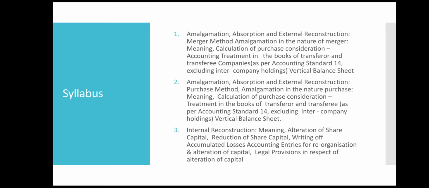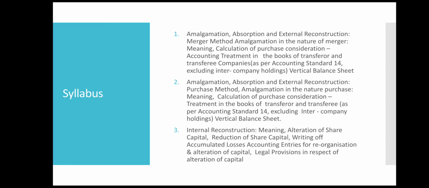First we will study about the basic concepts, that is what is actually amalgamation, absorption, external reconstruction. After studying that we will study how to calculate purchase consideration and how to maintain the accounts of transferor and transferee company as per Accounting Standard 14, and we are going to prepare the balance sheet in vertical format. Now earlier the problems were solved using horizontal method, but from now on we will make it a point to solve the problems using vertical balance sheet.